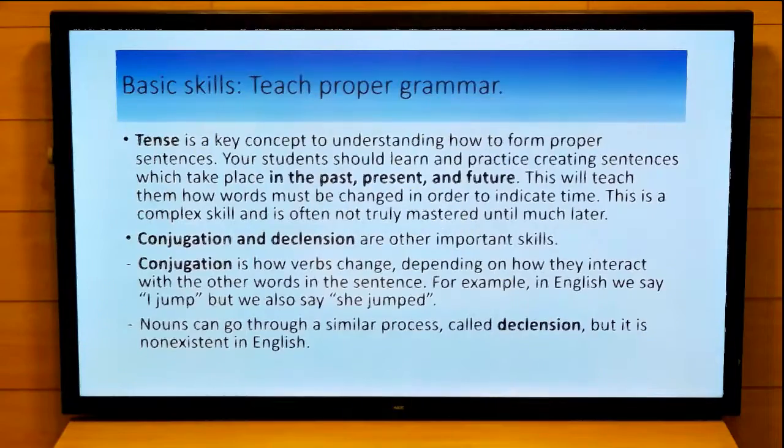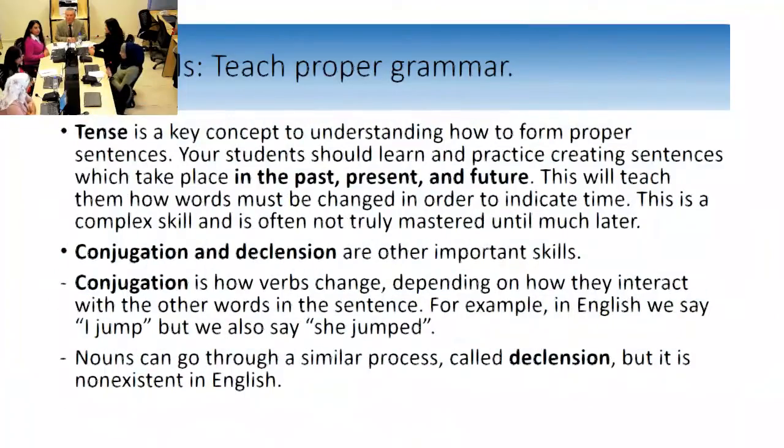Now, conjugation and declension are other important skills. Conjugation is how verbs change depending on how they interact with the other words in the sentence. For example, in English, we say, I jump, but we also say, she jumped in the past. Yes, so we add -ed if it is regular, or we use the irregular form of the verb. We conjugate. We change from simple present to simple past.